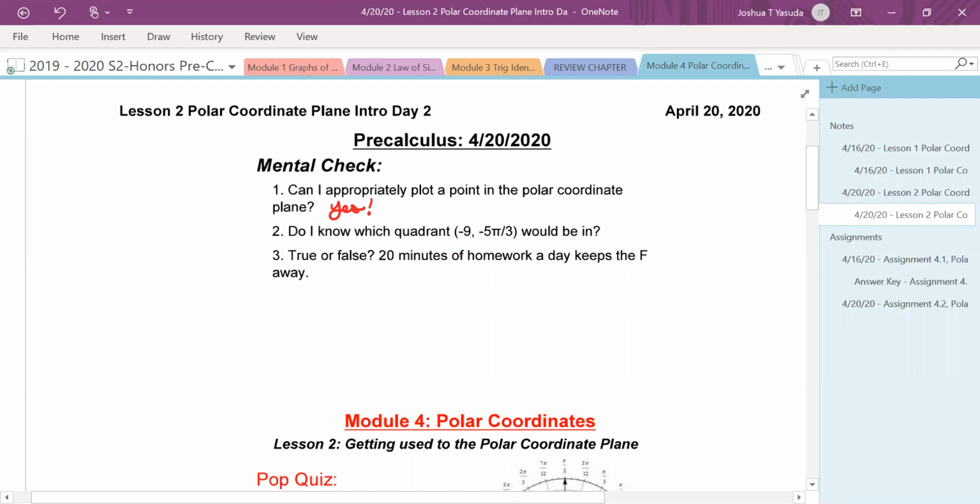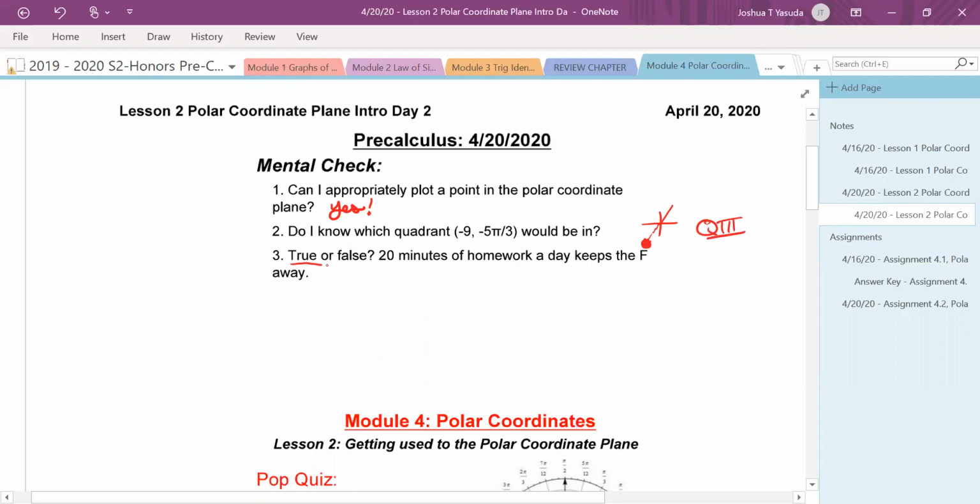So let's practice. Do I know which quadrant -9, -5 pi thirds would be in? So -5 pi thirds would be in the first quadrant, but then I would have to go and reflect it over the pole, and so our point would be in the third quadrant. So I'm going to say quadrant 3, okay?